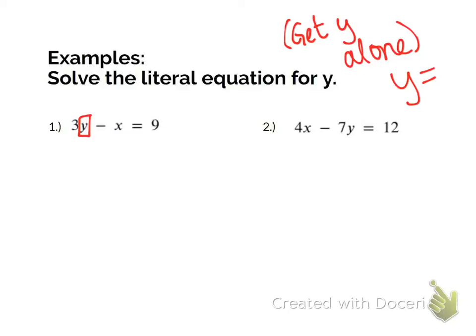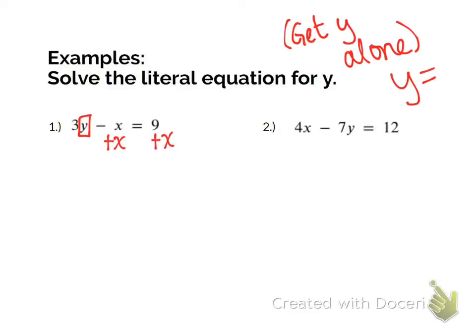Anybody have any ideas? Z, what do you think? We would not subtract 3 on both sides. The 3 and the y are getting multiplied. Hunter, what do you think? Divide, I think. We would divide eventually. Lydia? Good. We need to get rid of this minus x. So in order to do that, we would add x. Just like if we were subtracting a number, we would add the number. We treat it the same way. So we add x on both sides.